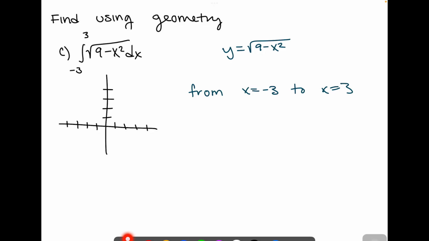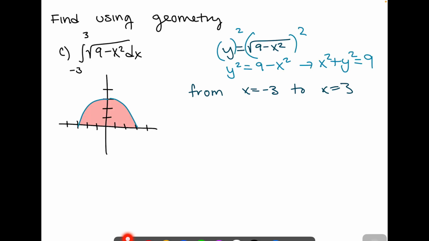All right, here's one more. Now we've got the integral from -3 to 3 of the square root of 9 minus x squared. So the function we're dealing with is y equals the square root of 9 minus x squared. We want to find the area under that curve from x equal -3 to 3. So I'm going to draw a picture first.